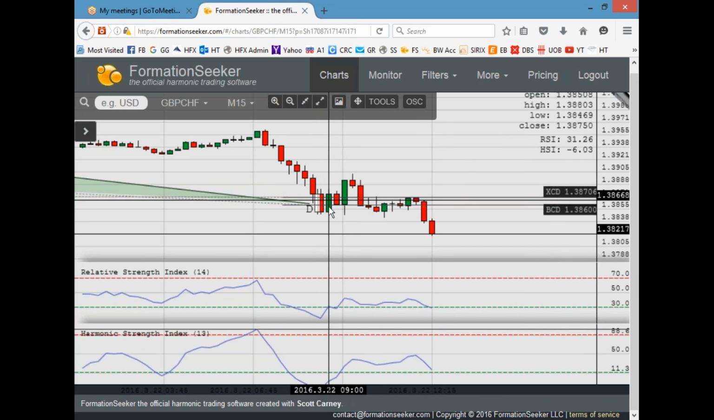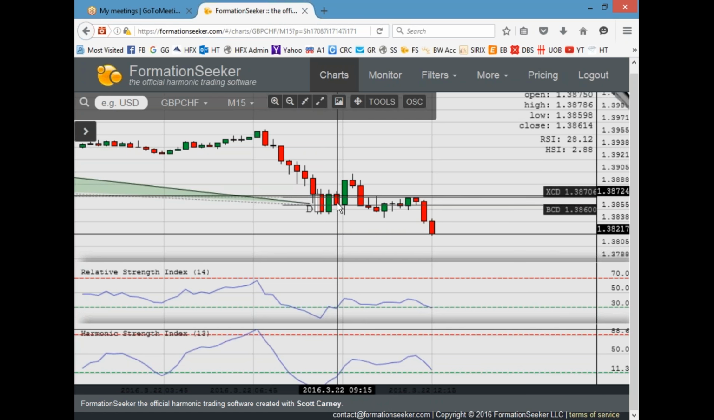HSI minus 6.03. Can you take the trade? No. Even though it's a bullish bar, can you take the trade? No, because HSI has to go above 11.3. The next bar, HSI 2.88. Can you take the trade? No. The next bar, HSI is 24 point something. Okay, you can take this.